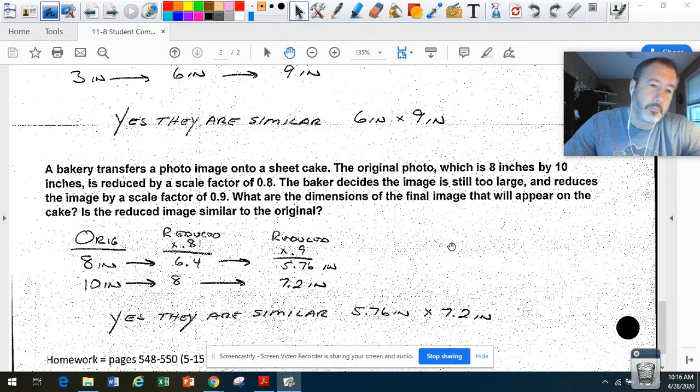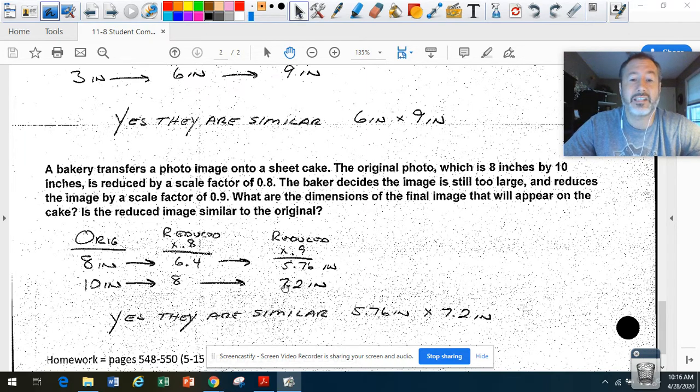Well, let's see. We have our original. It's an 8 by 10 inch picture. We're going to reduce it first by 0.8. So take 8 times 0.8, it gives you 6.4 inches. Take 10 times 0.8, it gives you 8 inches. So we reduced it the first time. Here are our measurements. We're saying, hey, it's still too big. We've got to reduce that image down even more by 0.9. So we take the 6.4, multiply that by 0.9, which will give us 5.76 inches. Take the 8 times 0.9, it will give us 7.2 inches. So we go from there.